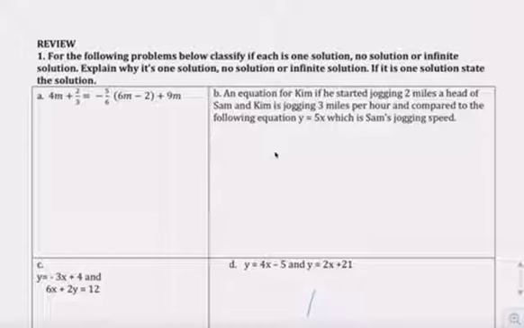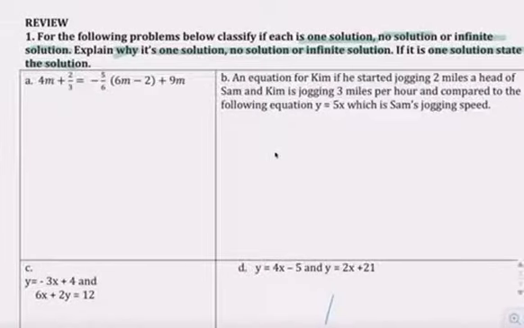Here we go. For the following problems below, classify if it's one solution, no solution, or infinite solution. So we need to explain why. If it's one solution, state the solution, so we need to solve it. Okay, that's what it means.